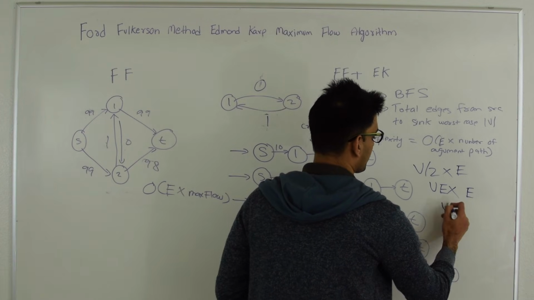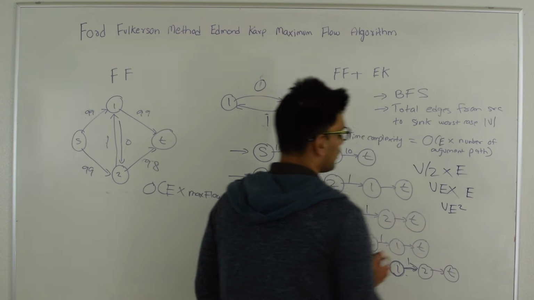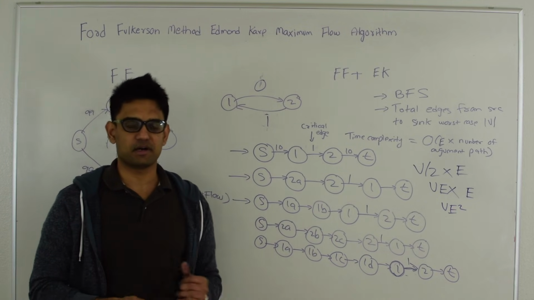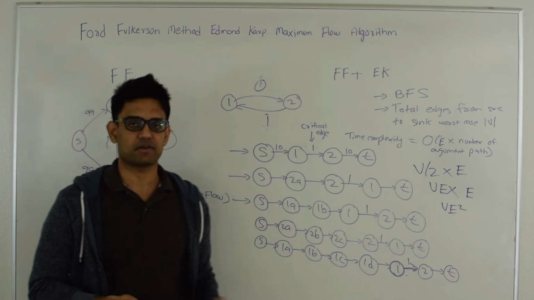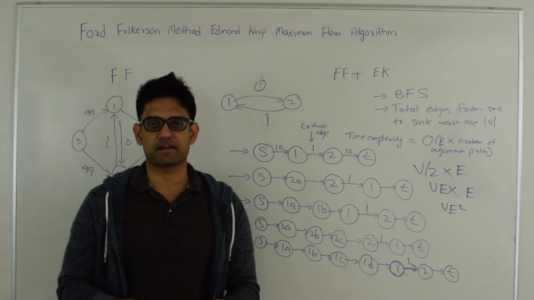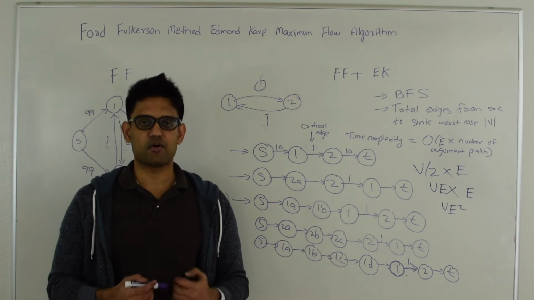So the total time complexity for this algorithm will be O of V E squared. Hopefully that helps give you some insights on how this is calculated. There is a clear proof in the CLRS book and you can also check it out. So next, let's look at the code for this algorithm.